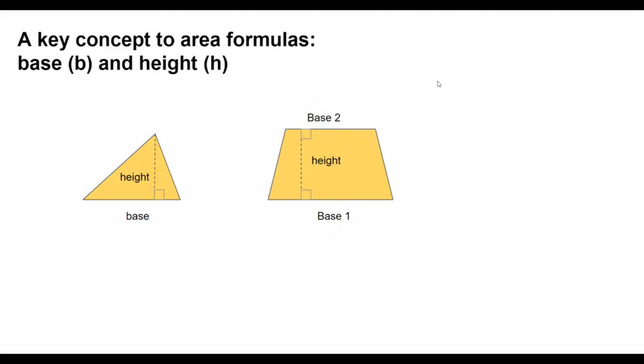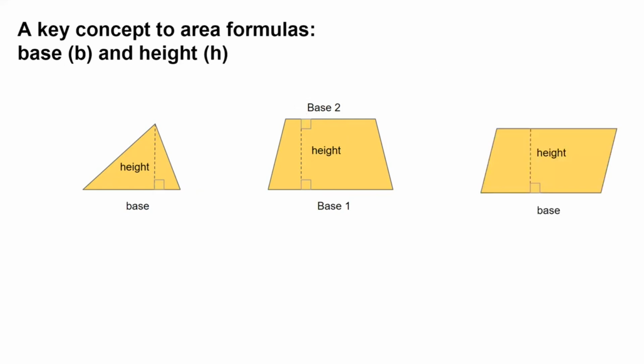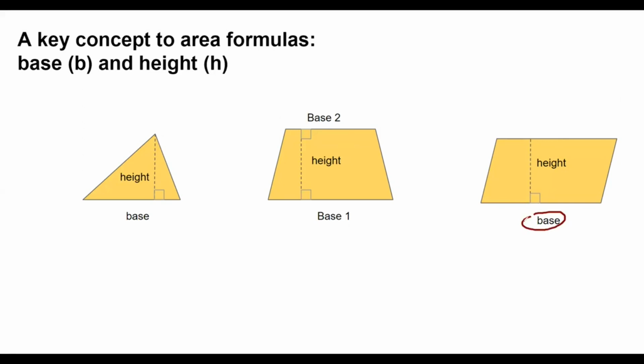And finally, we have a parallelogram. Now, a parallelogram only has one base. We're labeling this side as the base. We have, again, our dotted line, as that is measuring the distance between this base and the opposite side.